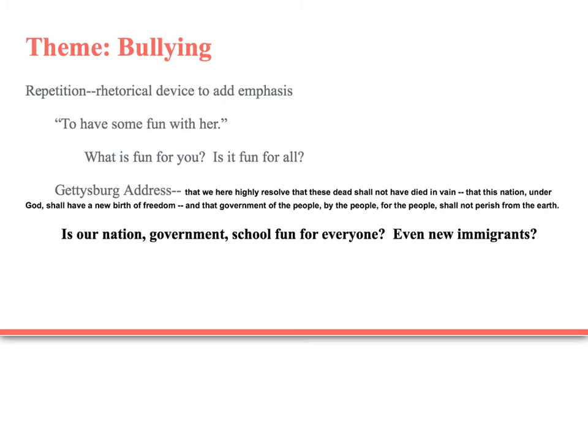And so one of the ways that this theme is expressed is through a literary device called repetition. This device is to just repeat the same phrase. And in this part of the book, it's to have some fun with her. Peggy keeps saying she wants to have some fun with Wanda, but she doesn't really want to have some fun with Wanda. She wants to make fun of her. So it's kind of a play on words as well.